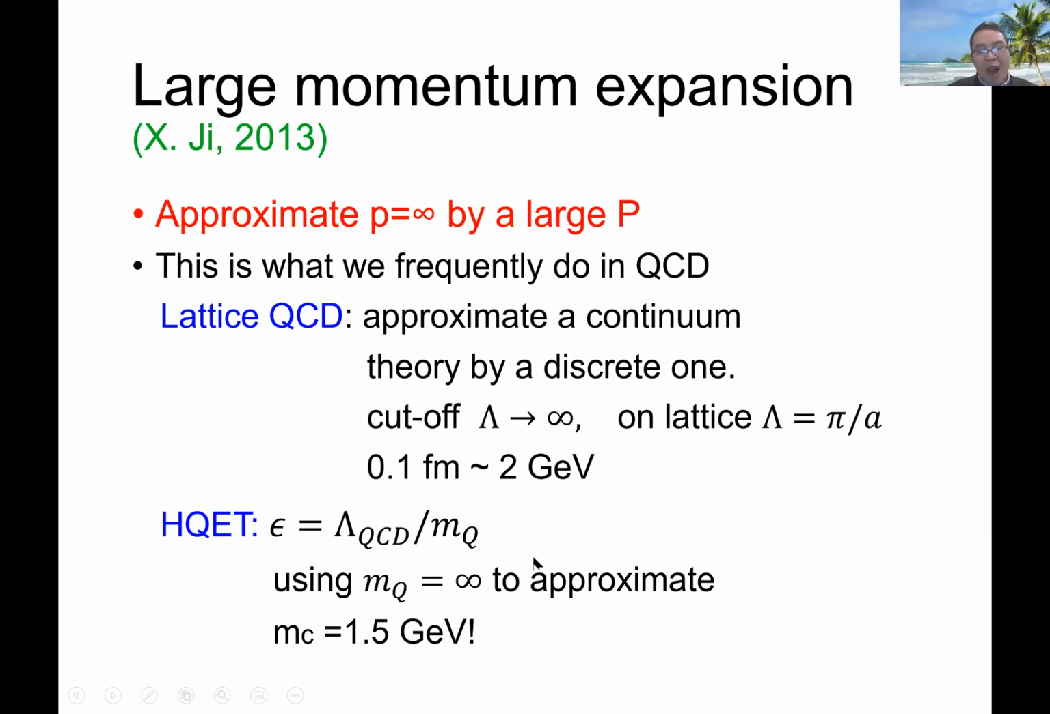Sometimes it's a very good approximation. Same thing with the heavy quark effective theory. We have charm and bottom quarks, and the charm quark is only about 1.5 GeV. And sometimes we can approximate it by a heavy quark with infinite mass. And the trick here is that 1.5 GeV is a lot larger than lambda QCD. So long as your scale is much bigger than the typical hadronic physics scale, this should be a good approximation.